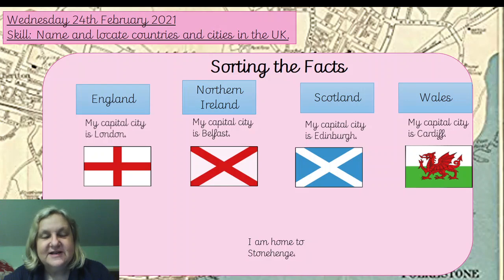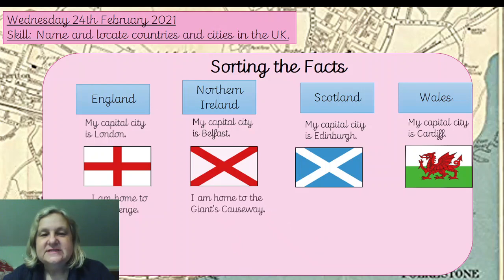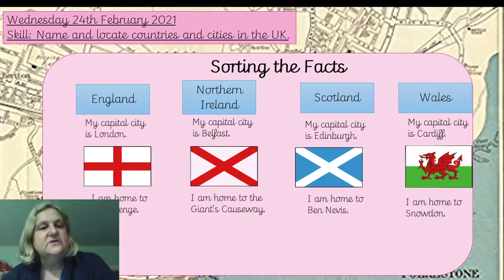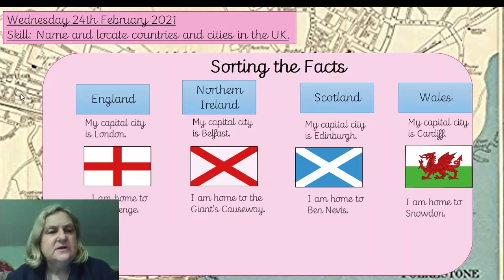Okay, so home to Stonehenge. Mrs. Ludlow's getting off track again. That's England. Giant's Causeway. It's quite an impressive land feature, this one. And that's in Northern Ireland. Snowdonia. That is in Wales. And the last one has to be Ben Nevis, which is in Scotland. So those are the two mountains, Snowdon and Ben Nevis, the highest in the United Kingdom and the highest in Scotland. I think that's the second highest in the UK.